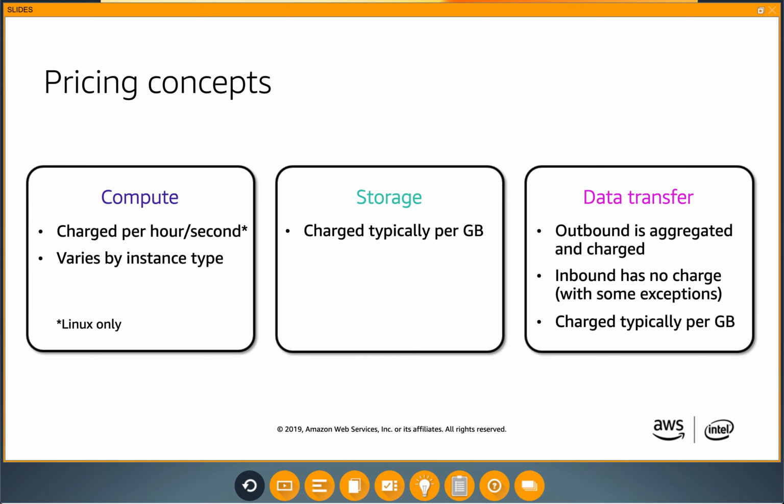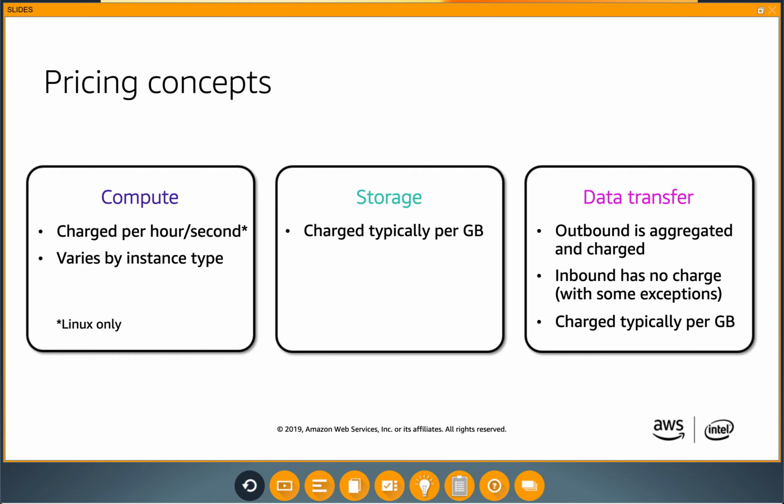There are 3 fundamental pricing concepts for AWS services. For compute resources, they are billed by the second for Amazon Linux OS and Ubuntu, and per hour for Windows OS. Note that any operating system, such as Red Hat Linux, which requires a license, is also billed for by the hour. Storage costs are relatively straightforward and typically charged per GB provisioned.